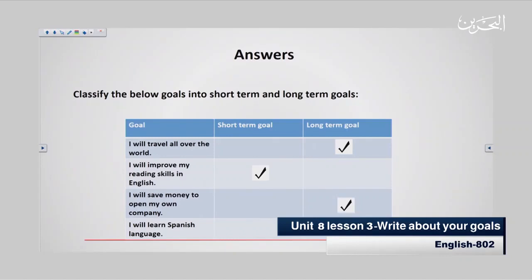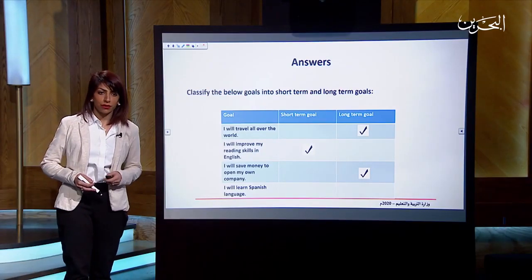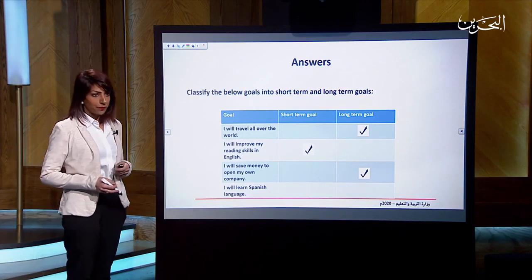I will save money to open my own company. It's so obvious that it is a long-term goal. Why? Because you're going to open a company, which means you need a huge amount of money, which takes more than 4 to 5 years to save.